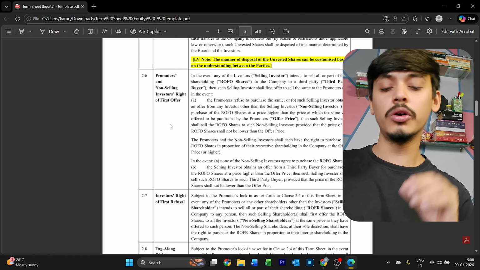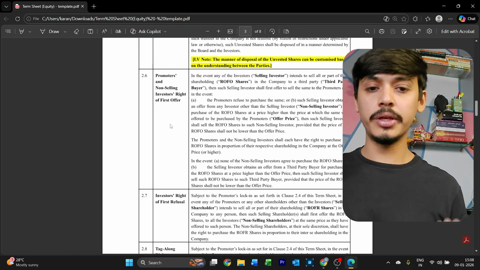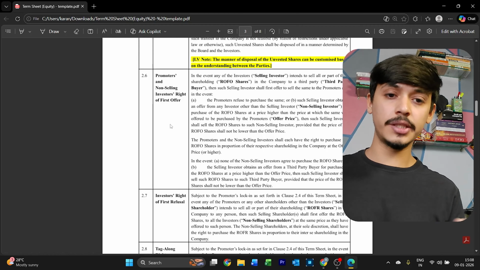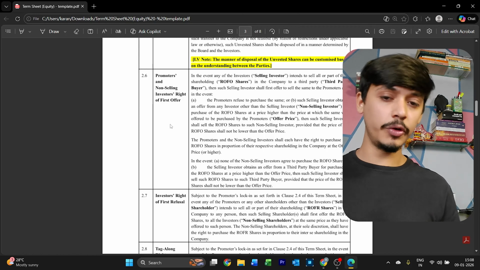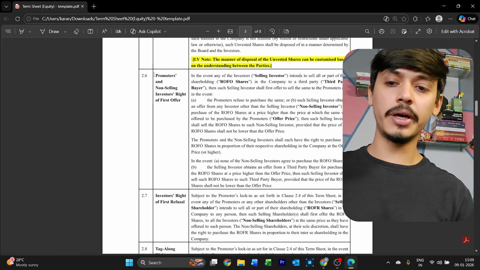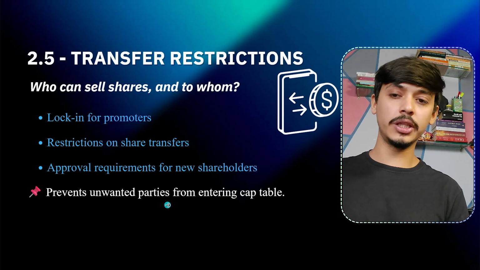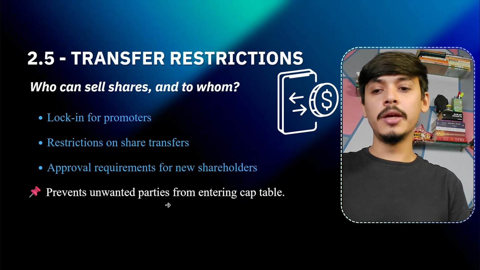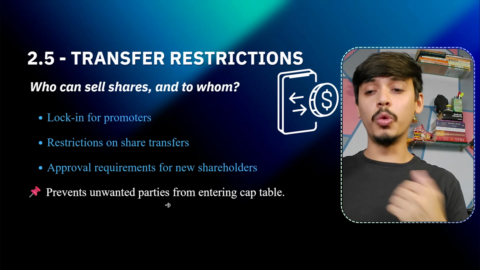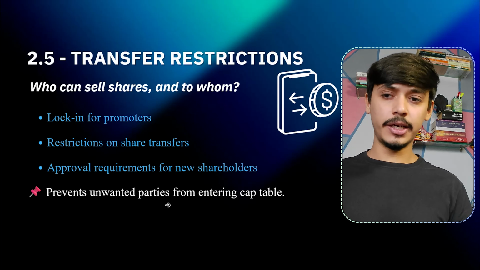Alongside this first refusal, which is a benefit for investors, there is also a benefit for promoters, which is the non-selling investors' right of first offer. So when an investor wants to sell their shares to any party outside the company, they will first have to offer those shares to the promoters. If the promoters refuse, then they will be allowed to sell those shares to the outside party, which is covered in clause 2.6. These are both covered in clause 2.5, which is transfer restriction, which helps us understand what the restriction on share transfer is and who can sell shares and to whom. That takes care of clause 2.5.